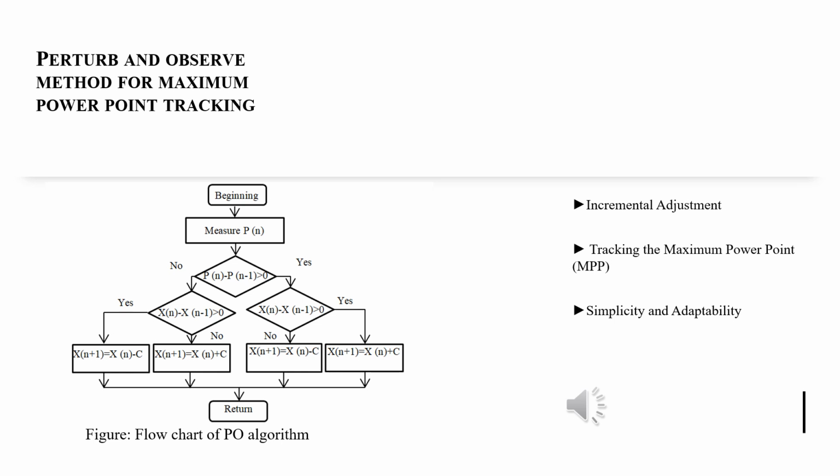Simplicity and adaptability are among the main reasons the P and O method is so popular. It's simple and commonly used in MPPT algorithms due to its ease of implementation and adaptability to changing environmental conditions. However, it can oscillate around the MPP under specific conditions, which may affect its efficiency in certain situations.